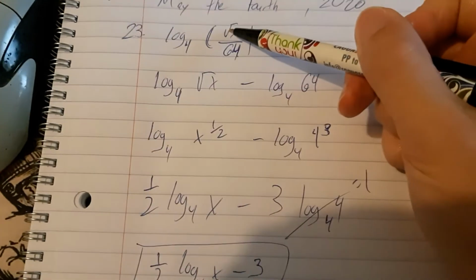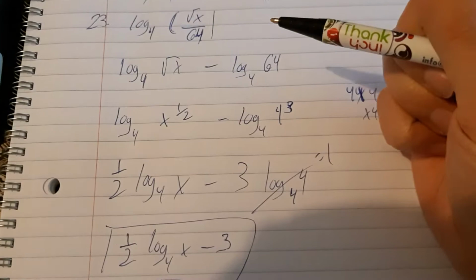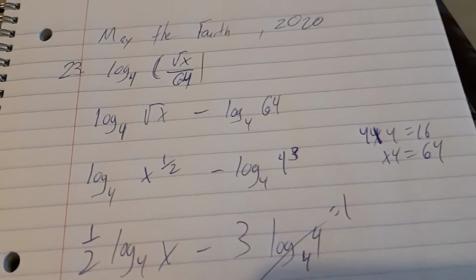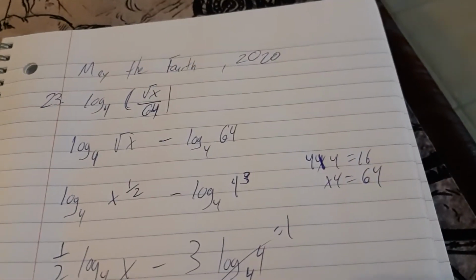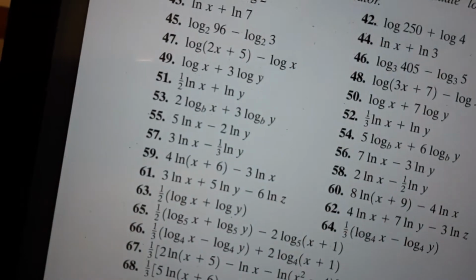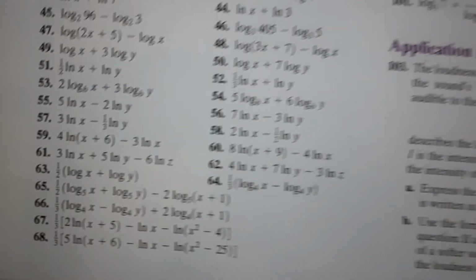Okay, so the only novel thing right here is that the square root is turning into a fraction of an exponent. Okay, now like I said, I'm going to do one of collapsing. Let me just turn the page. All right, so I'm going to work with, where was it? Number 63. I'm going to show you how to do that one.